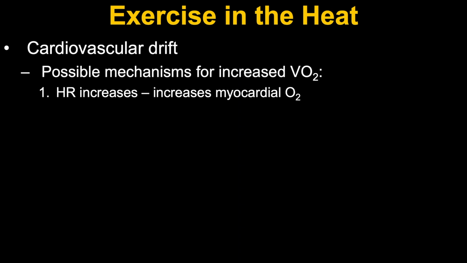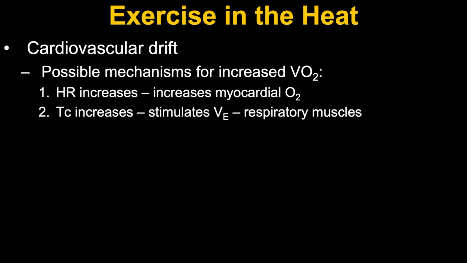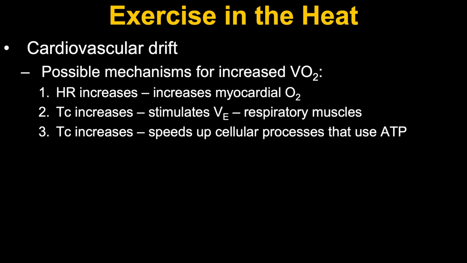Number one, heart rate's increasing, so that is going to require more oxygen consumption by the myocardium. Two, as the core body temperature increases, that's actually going to stimulate an increase in minute ventilation, which of course, if we increase minute ventilation, we've got to also increase the amount of oxygen that the respiratory muscles are consuming to perform that work. Not to mention the fact that there's going to be more unloading of oxygen from hemoglobin. Thirdly, a core increase in body temperature also speeds up cellular processes that utilize ATP for energy needs. That's going to increase the metabolic costs as well as energy use.